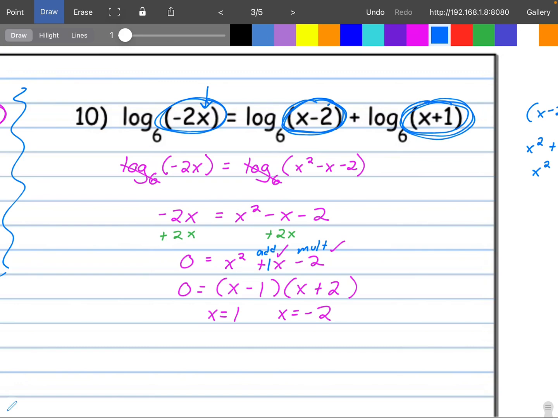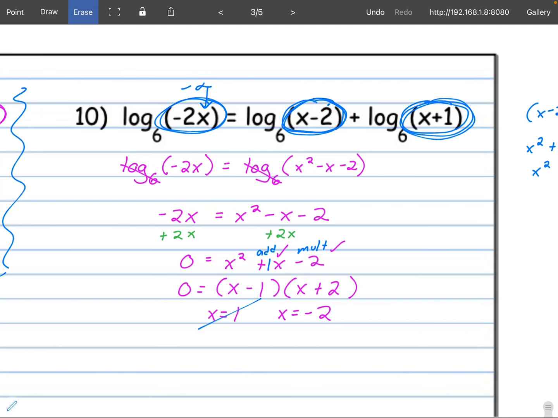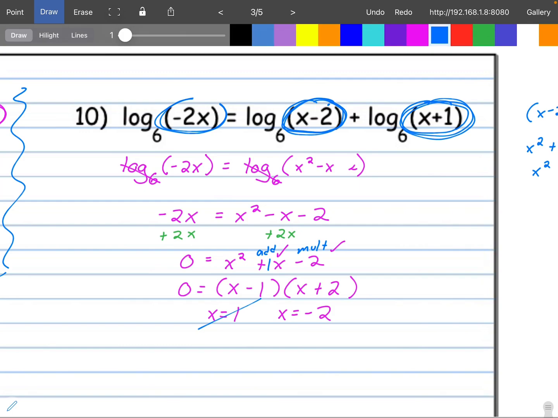So if I plug 1 in here, well, that's negative 2 times 1. That's negative 2. I cannot take the log of negative 2, so automatically I have to throw that one out. I don't even bother checking in the others. So we're done with that one. We know 1 doesn't work. So let's try negative 2 and see if that one works. So if I plug negative 2 in here, then negative 2 times negative 2 is 4. All right, that one's fine.